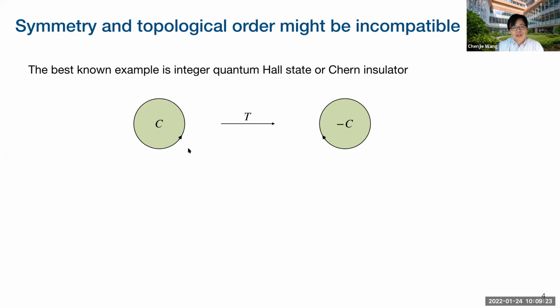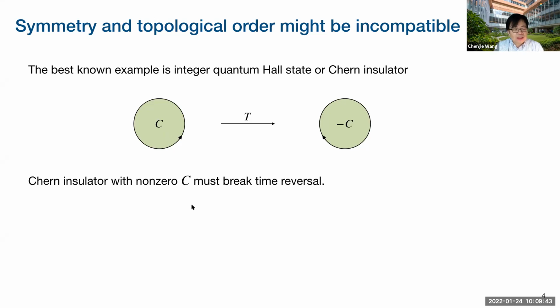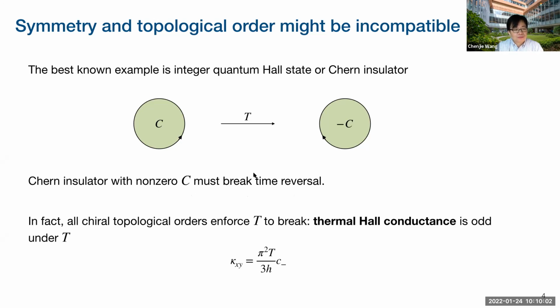If we apply a time reversal symmetry, we know that the direction of the edge mode is reversed. Equivalently, the Chern number gets a minus sign. So if we want to impose time reversal symmetry, then the Chern number must be 0. In other words, a Chern insulator with a non-zero Chern number must break time reversal symmetry. This is probably the most well-known example of incompatible topological symmetry with a given topological order.